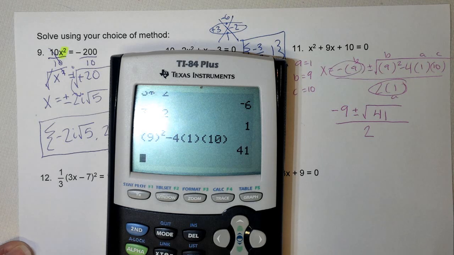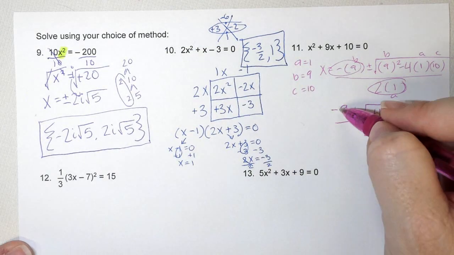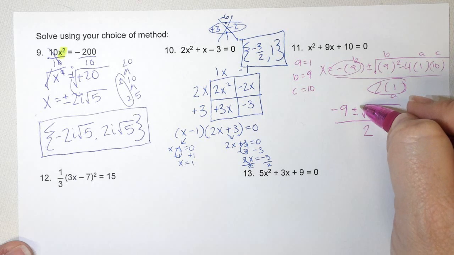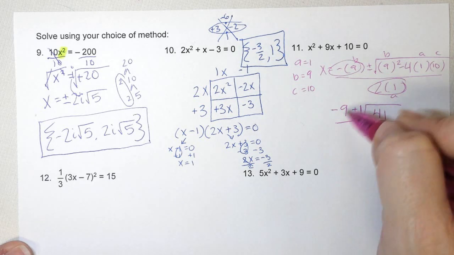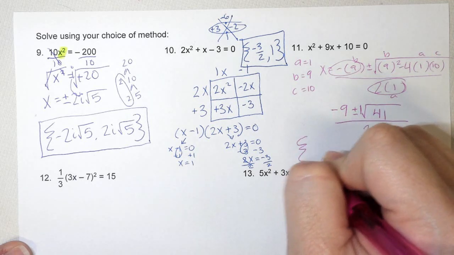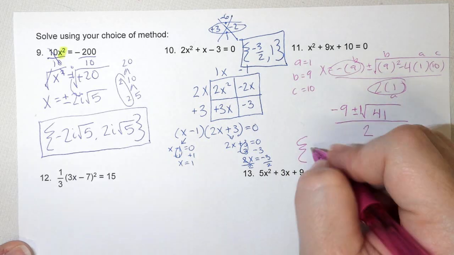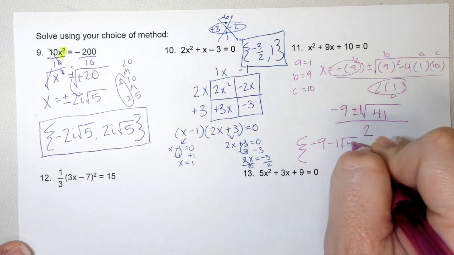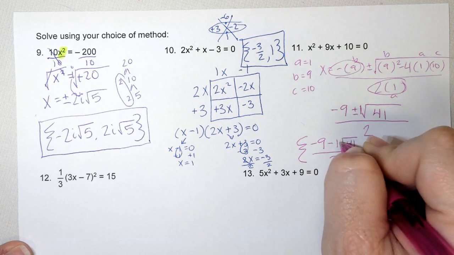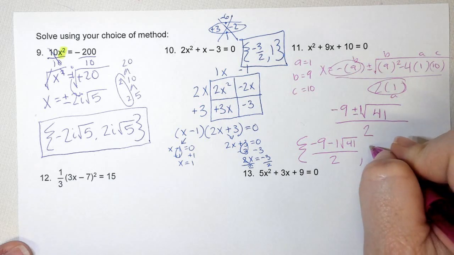Now, 41 is prime, so we cannot break that down. And I want you to realize that 9 over 2 doesn't simplify, and technically you could put a 1 and it doesn't change. 1 over 2 does not simplify. Therefore, this does not simplify, and we are just going to rewrite it once with a plus, once with a minus. You don't have to write the 1. I know I did, but you don't have to.